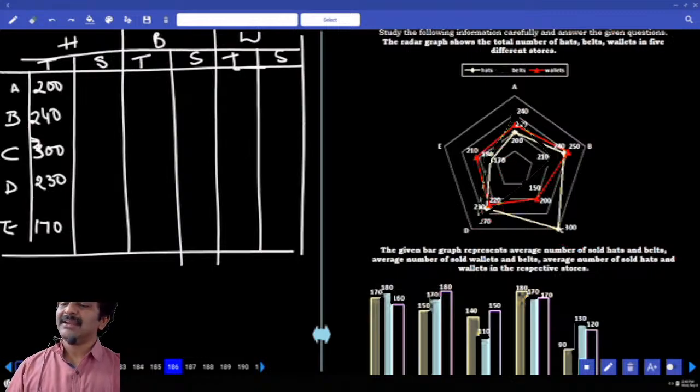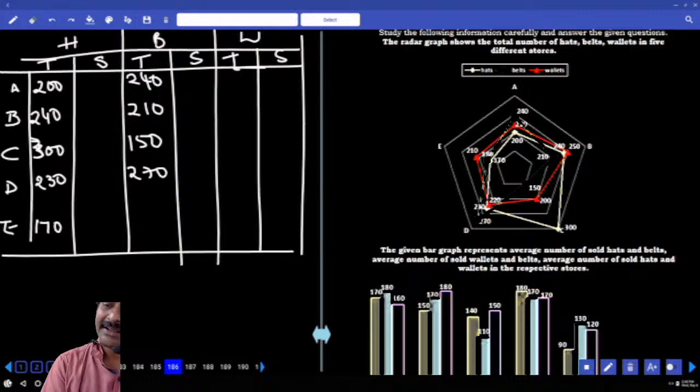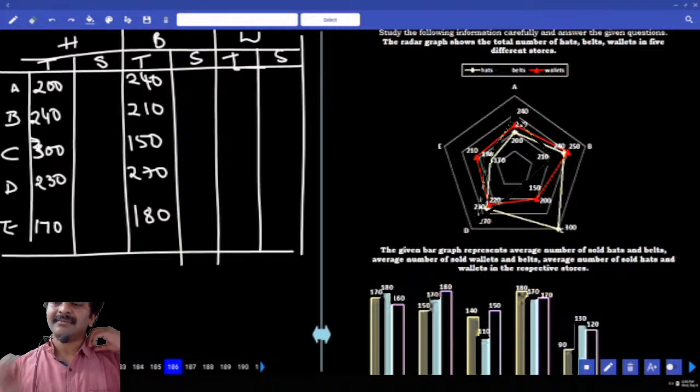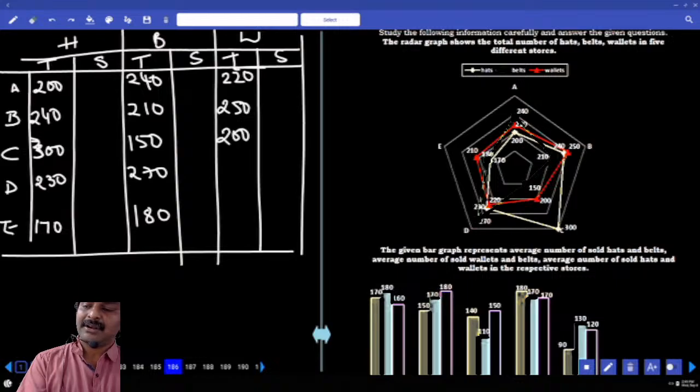Next is belts. They are in green color. Tell me green color numbers. 240, then 210, then 150, next 270, next 180. Next belts, red color. 220, next 250, next 200, again 220, and then 210. Total values are there.